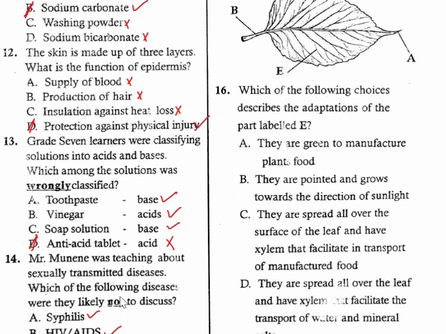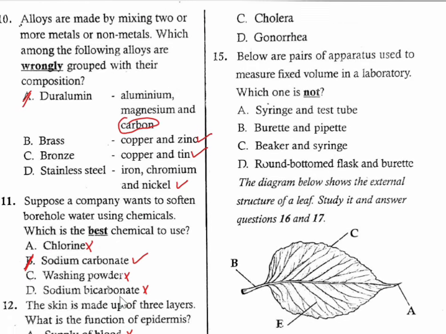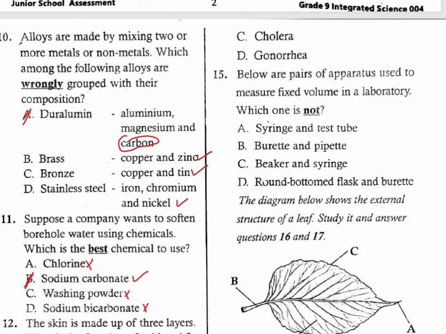Let's continue to the other side. Gonorrhea, it is a sexually transmitted disease. What about cholera? Cholera is not a sexually transmitted disease. It is a waterborne disease caused by bacteria through contaminated food or water. And therefore, the correct option for number 14 is C.